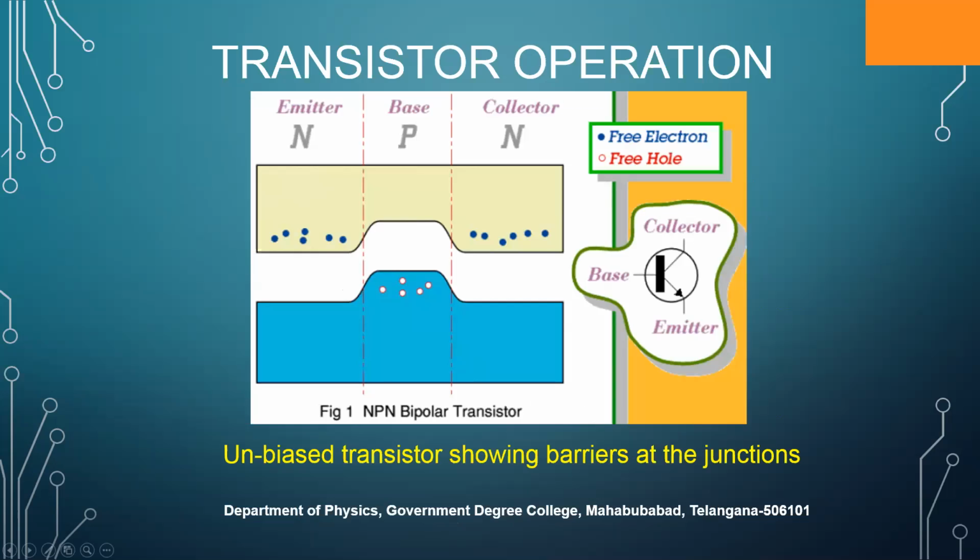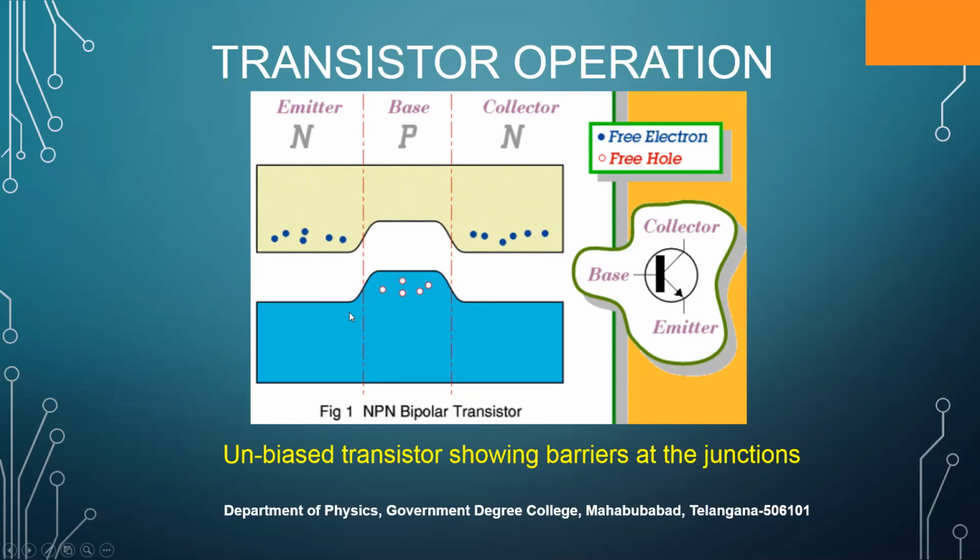This diagram shows the three regions of a transistor. Here you can observe that emitter and collector are at the same Fermi energy, that means the same chemical potential, but our base will have a little bit higher chemical potential.